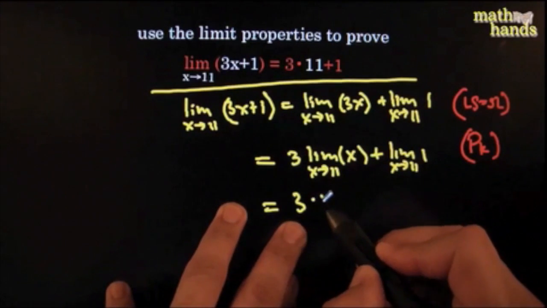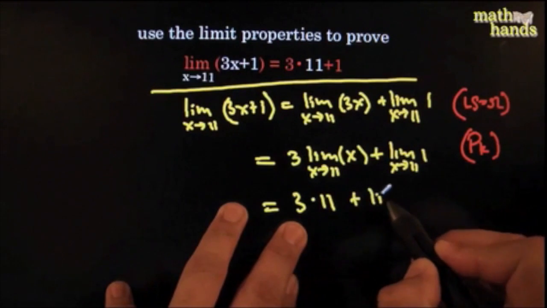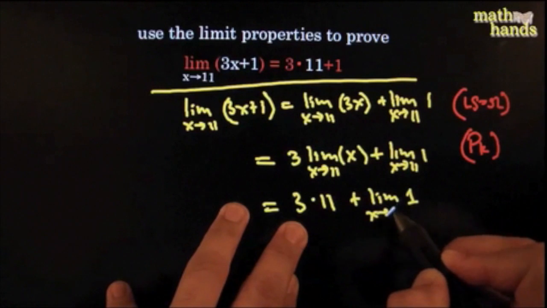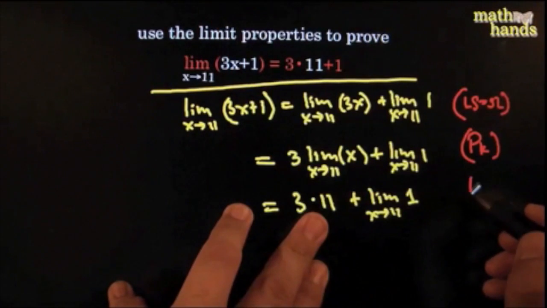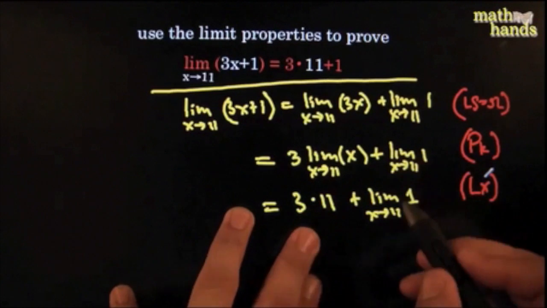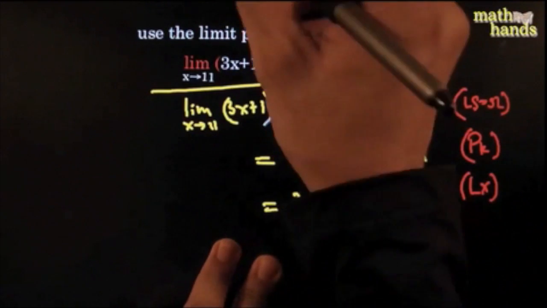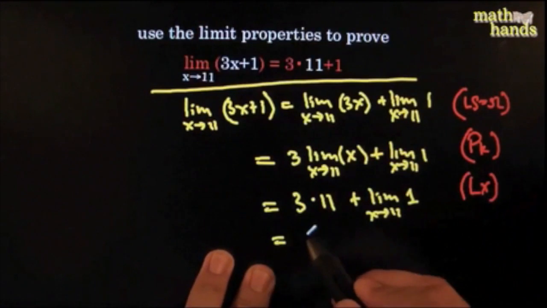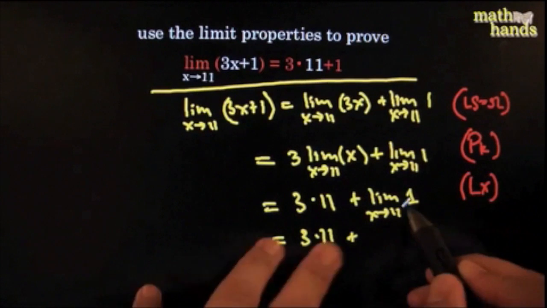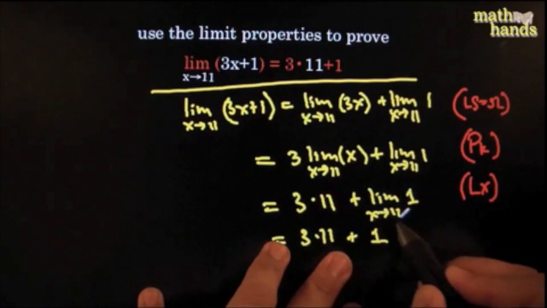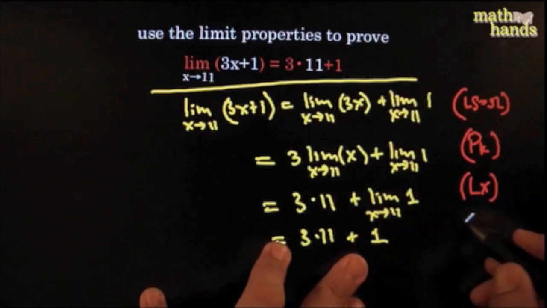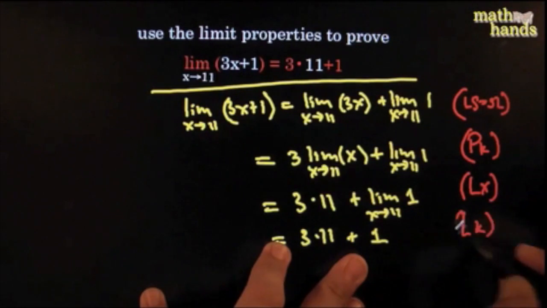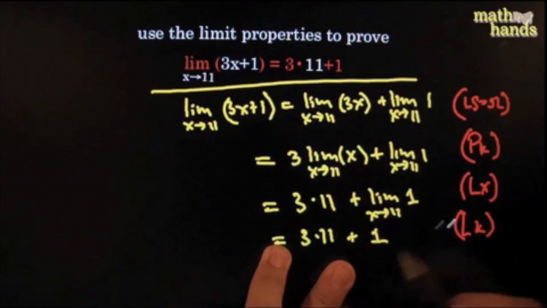We say that's equal to just 11 plus the limit of 1 as x goes to 11, and that's by the limit of x property. At the beginning we talked about that one. But wait, there's more, and that's equal to 3 times 11 plus the limit of 1. Well, that's just equal to 1 as x goes to 11. Why is that? Well, that's a famous one, the limit of a constant. We talked about that one also at the beginning.